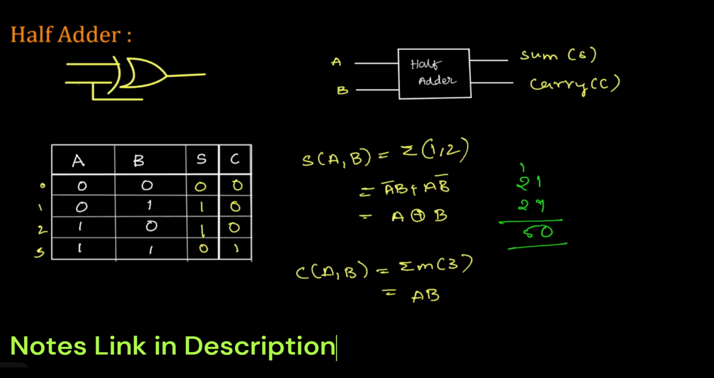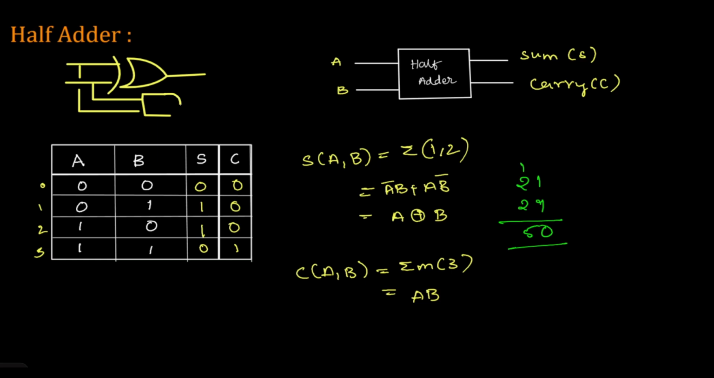I'll just draw this one and I will connect this one. This is my input A and this is B and this is my sum. XOR is sum, and this is carry. That is A XOR B. This is equal to A into B. So this is the half adder using logic gates.